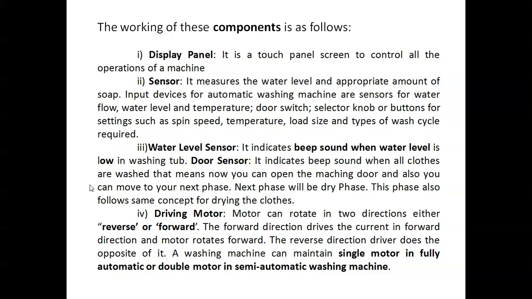We already know the modes of washing machine, fully automatic and semi-automatic. Fully automatic machines use a single motor. Semi-automatic machines use a double motor. The single motor controls all the functions in the washing machine, and that is called fully automatic. A double motor is used for the semi-automatic machine.